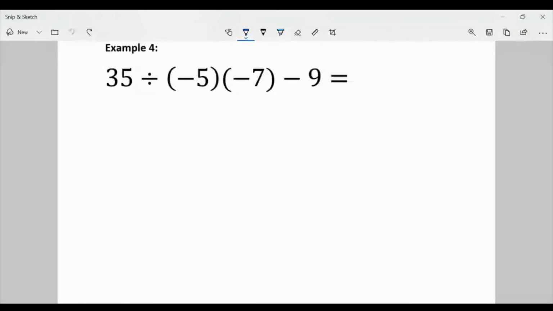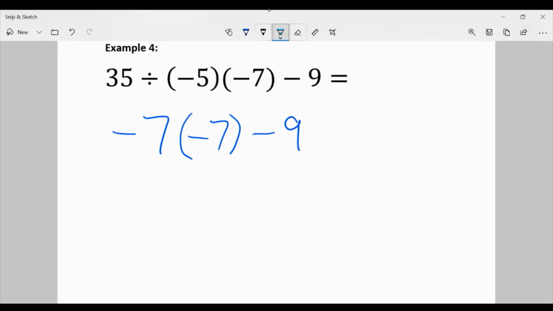Well, 35 divided by 5 is 7, right? Now, a positive divided by a negative, right? They're opposite signs, so it's negative. Okay, now I'm going to bring everything else down. So I have times negative 7 minus 9.